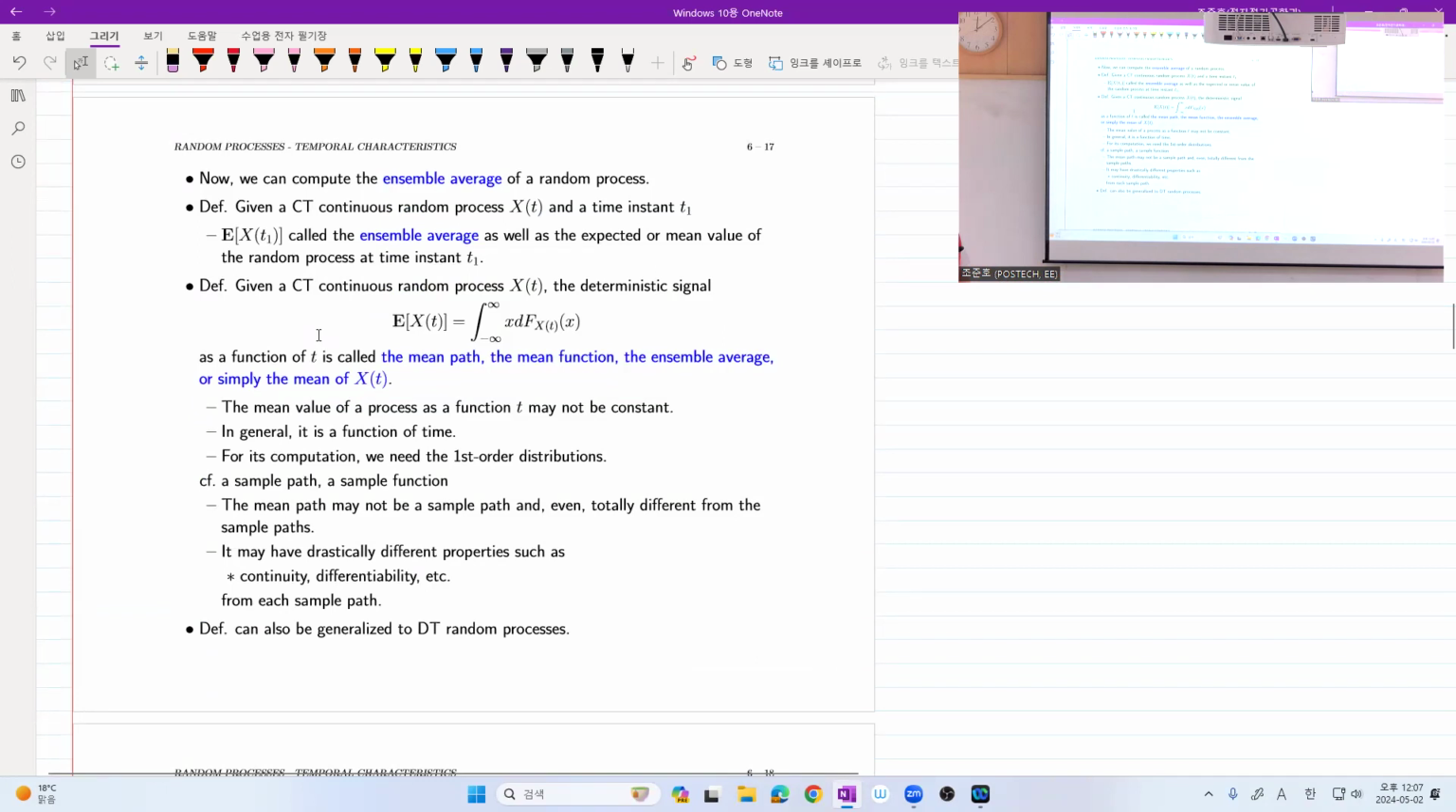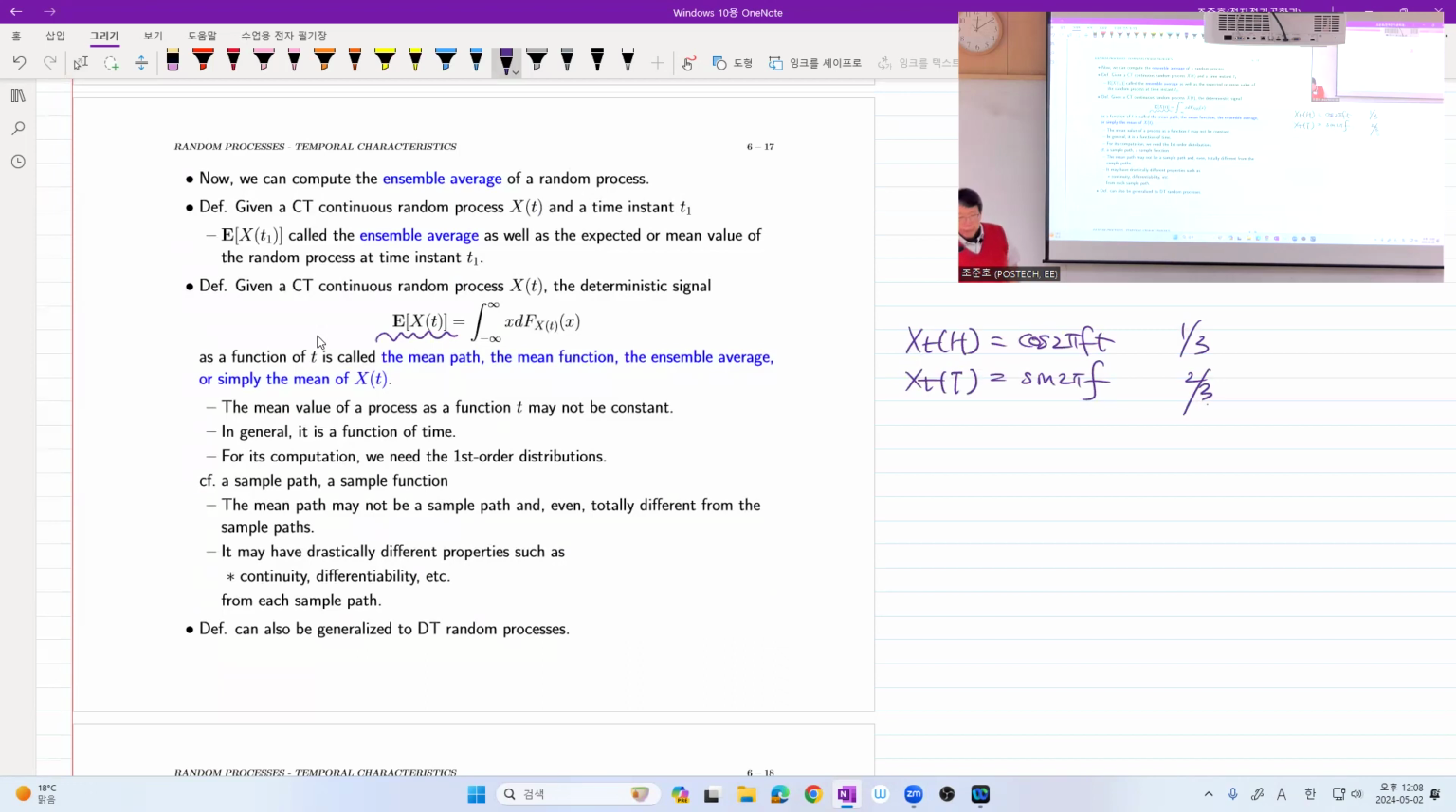This is quite an interesting topic, even though the main body will appear in later sections. Now, here goes my question. What is the expected value of a random process? For example, as I showed here, don't look at this one, it's confusing. Let's go back to our previous example. You have cosine 2 pi f t and you have sine 2 pi f t, with probabilities 1/3 and 2/3. What is the expected value, the expected function?